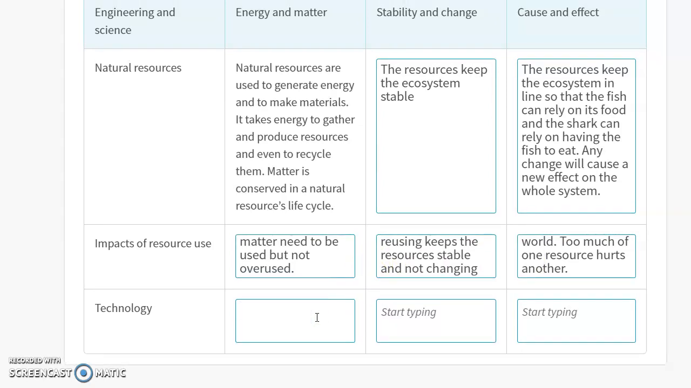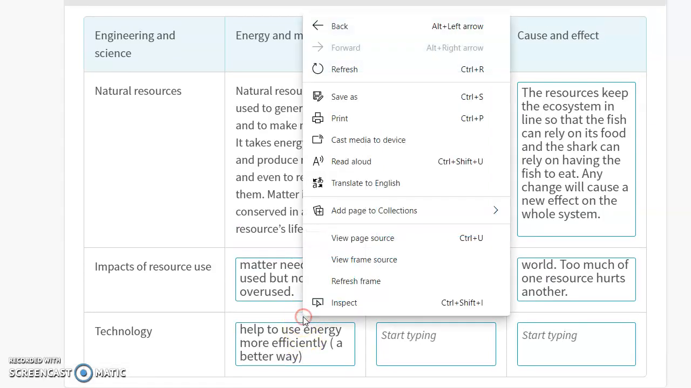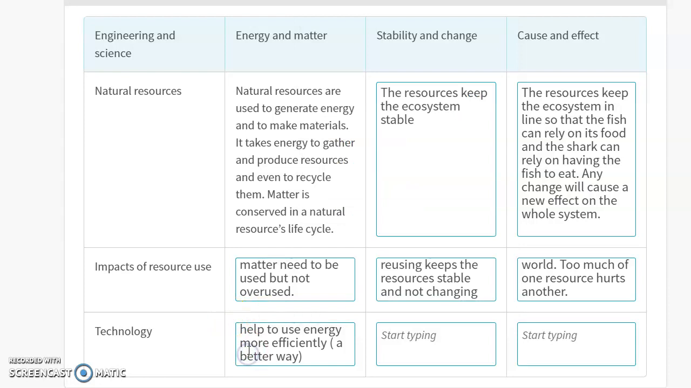When we're talking about energy and matter with technology, technology can help to use energy more efficiently. That means to use it in a better way.